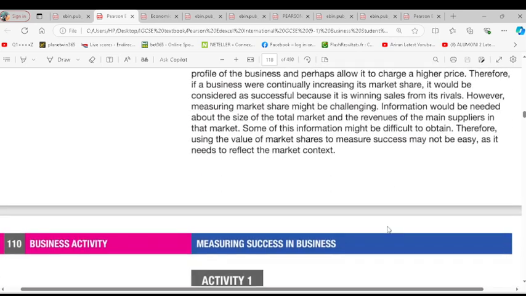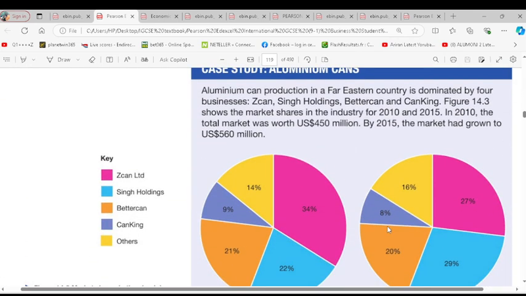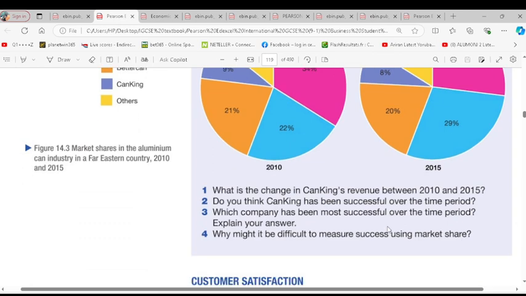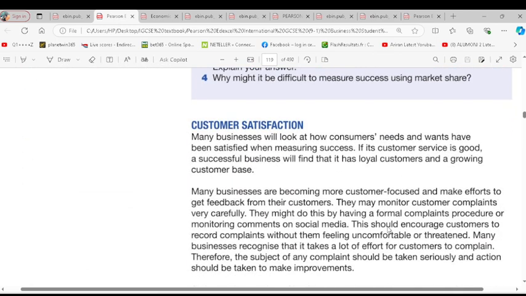Any question about market share? No? Okay, we'll move on. Customer satisfaction. Customers are the kingpin. Customers are the key to businesses, right? So many businesses will look at how customers' needs and wants have been satisfied when measuring success. If its customer service is good, a successful business will find that it has loyal customers and a growing customer base. Very obvious. If your customers are satisfied, they will return.